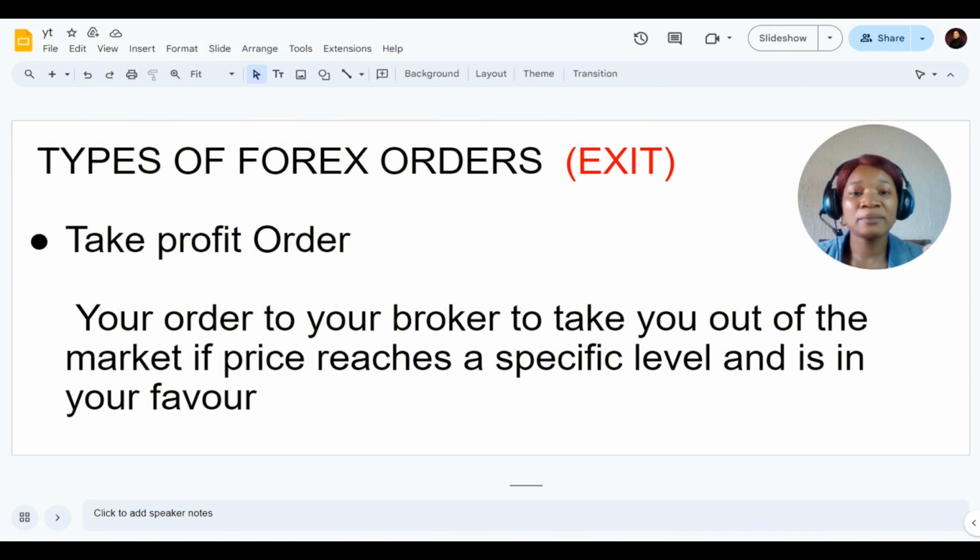Telling your broker, take me out of the market when price has reached a certain level in the direction that I anticipated, in the direction that I set out, and I'm okay with the profit that price has given me.